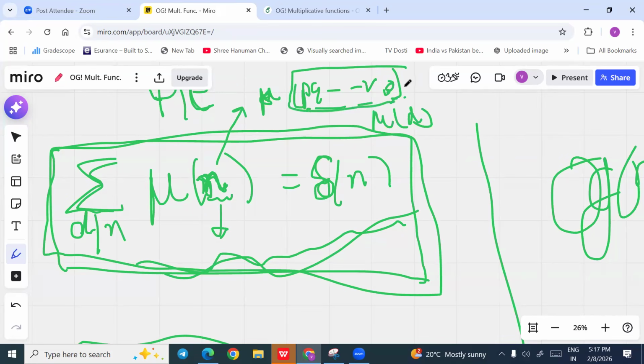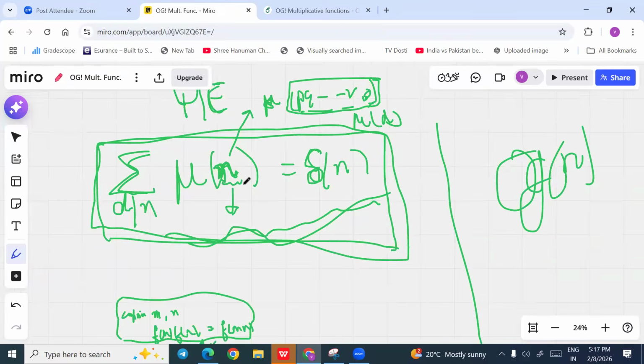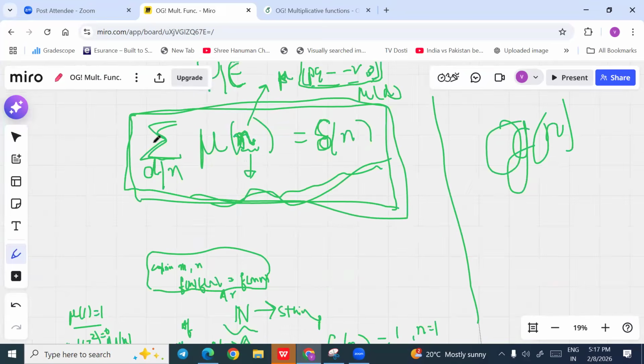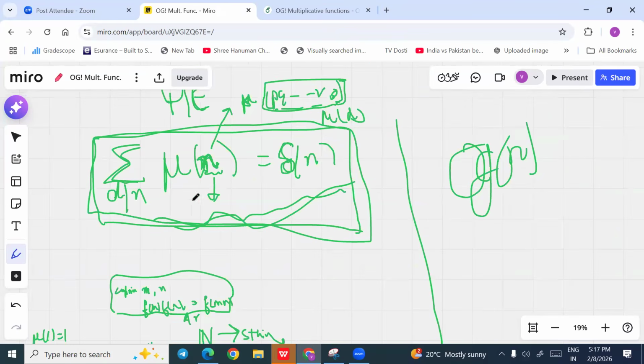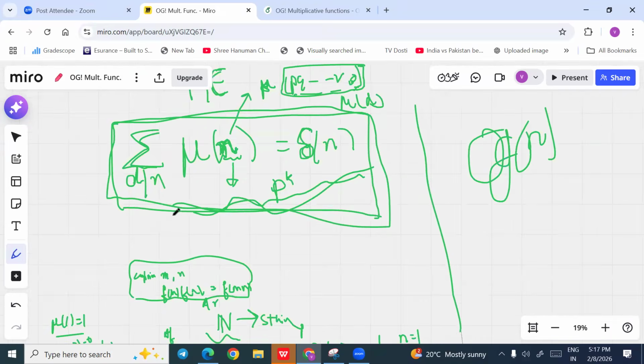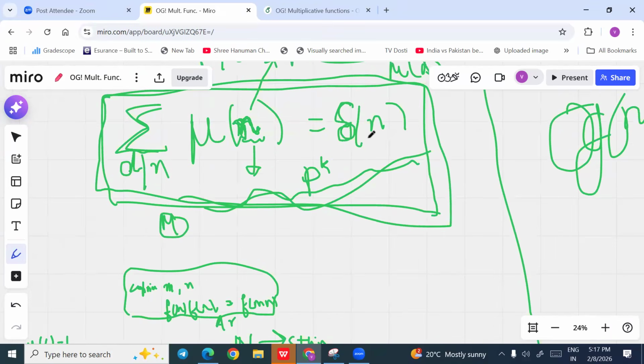Also, Mobius is multiplicative, so you only need to prove it for prime powers. Perfect. You only need to prove it for p, and for p it's trivial. For a prime power, it is trivial, and you can observe that Mobius is multiplicative. So I'll leave it as an exercise. Since Mobius is multiplicative, you are basically done.